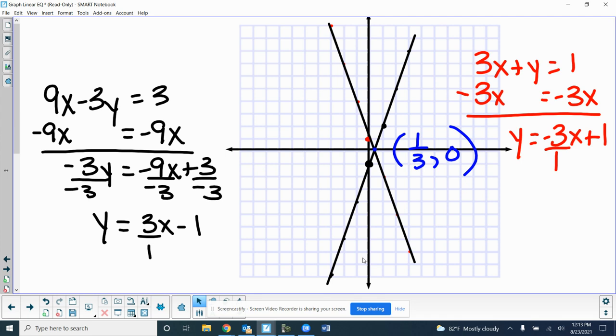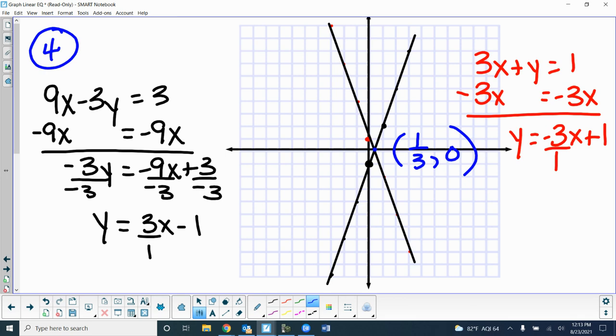All right, this is number 4 from your homework. So the first thing you want to do is get your y's by themselves for both equations. Okay, and then with that practice for those 2 problems that we started here for warm up, this number tells us the what?